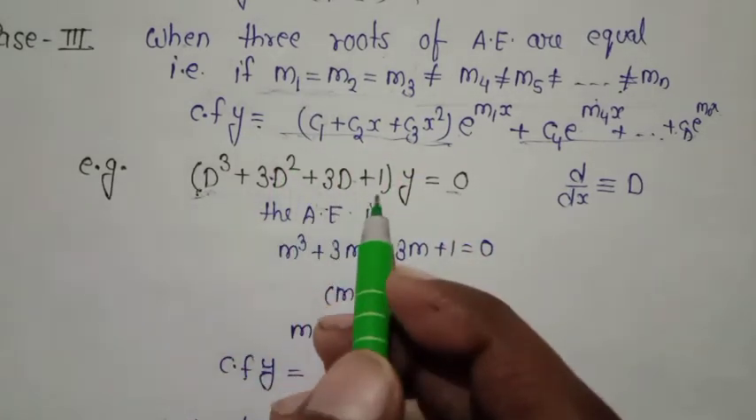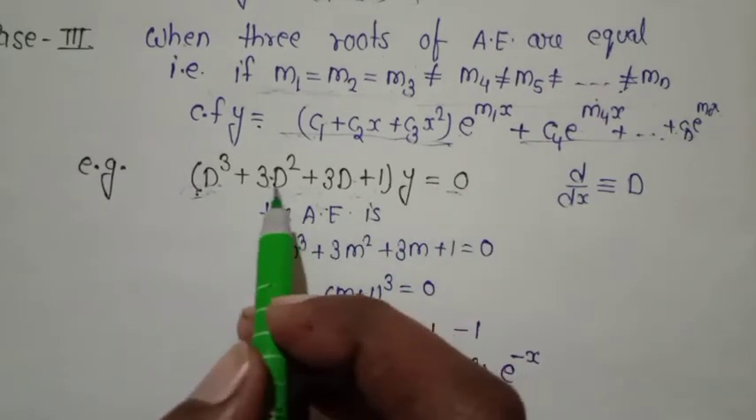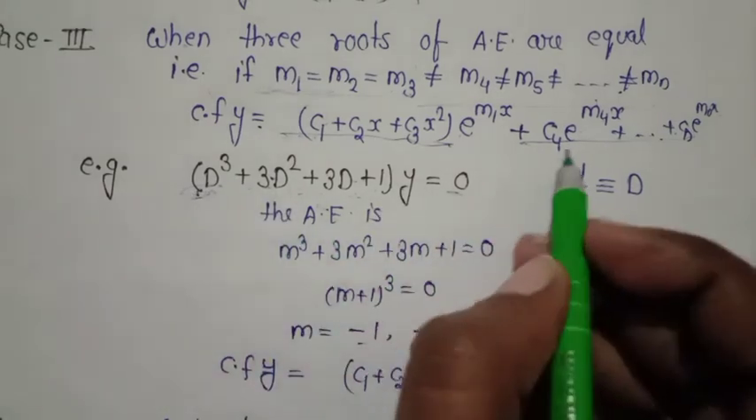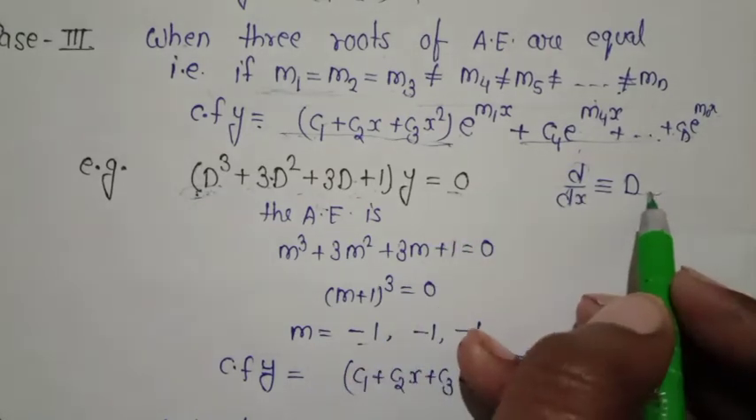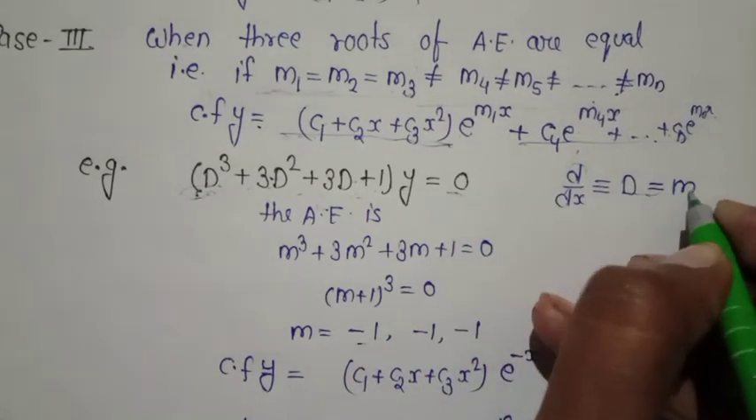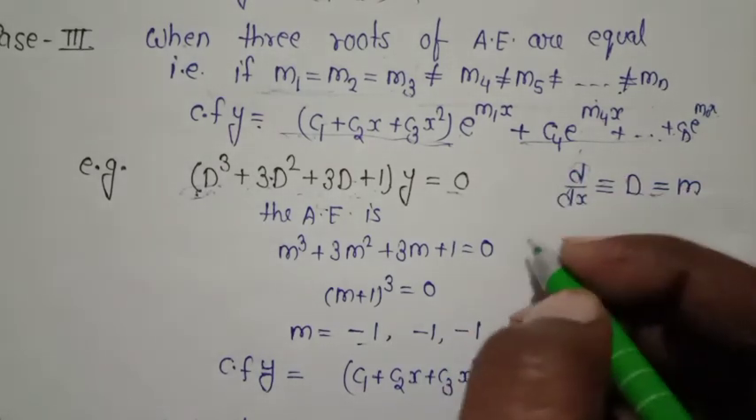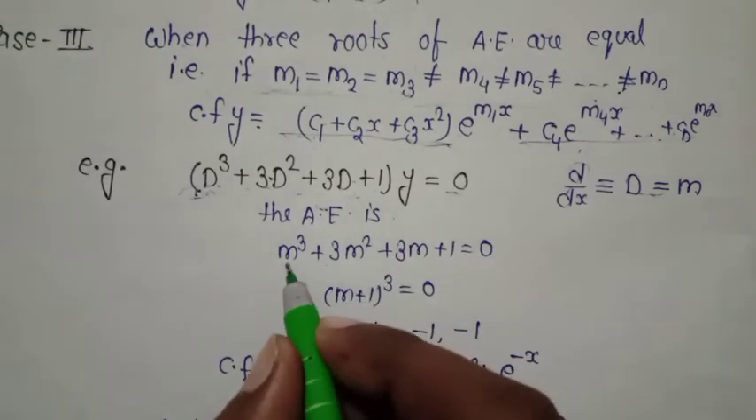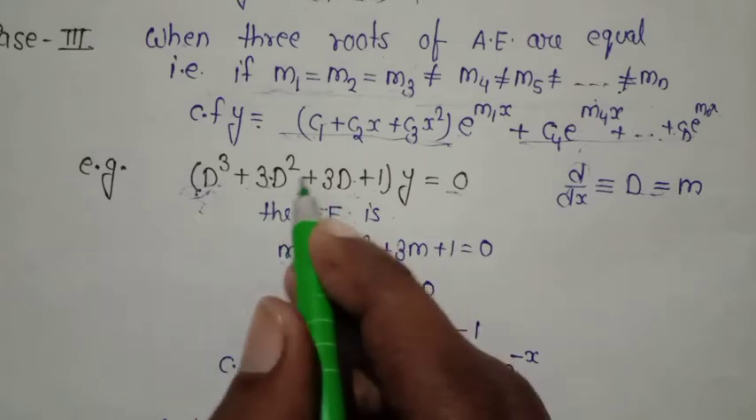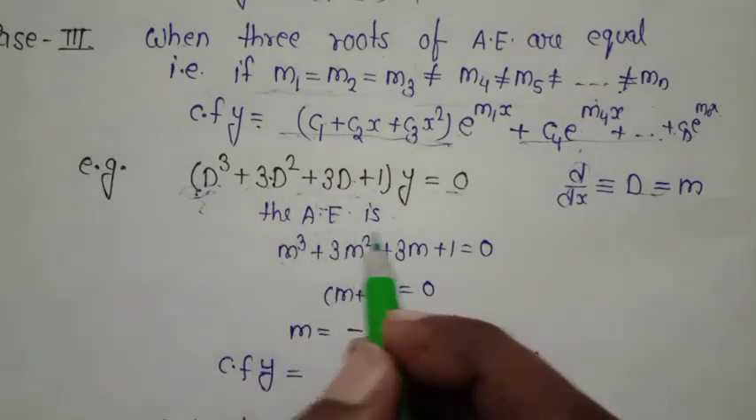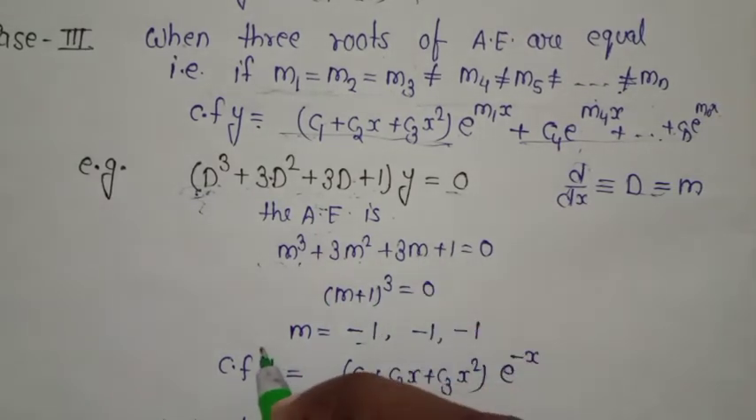So this is our example: (D cube plus 3D square plus 3D plus 1) of y is equal to 0. As I told you, d by dx is equivalent to D, and D can be put as m as well, because we were putting dy by dx is equal to m of y. So the auxiliary equation in this case is, since we are putting D is equal to m, this differential equation reduces to the form of the auxiliary equation, which can be written as m cube plus 3m square plus 3m plus 1 is equal to 0.